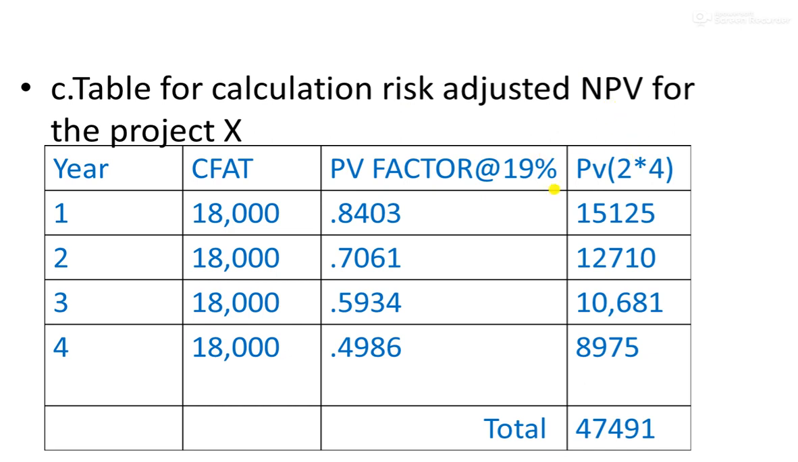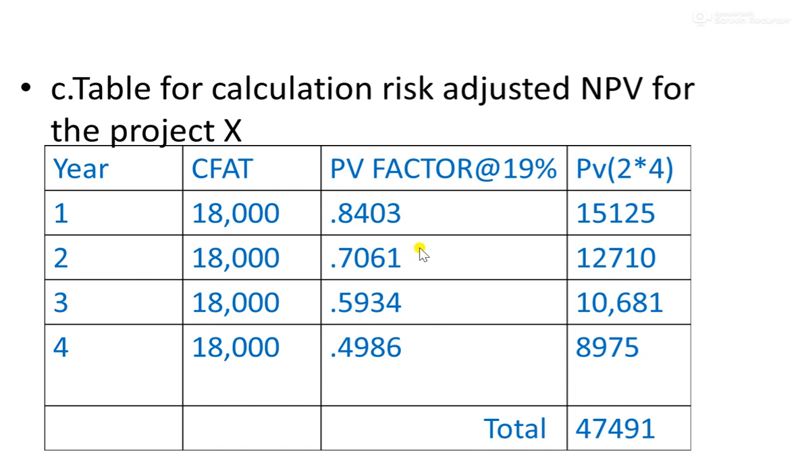When we use the risk adjusted discount rate, that means we use the rate we calculated in previous option B. This is the risk adjusted discount rate, so we need to use this rate, 19%. Everybody clear? If we calculate risk adjusted NPV, we must use the risk adjusted discount rate. We get the risk adjusted discount rate from requirement B, and it was 19%, so we use 19% here. And this is the rate of factor.